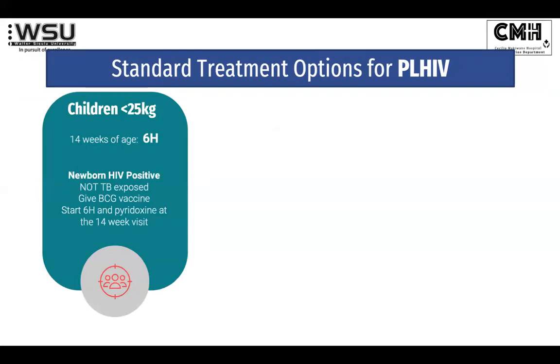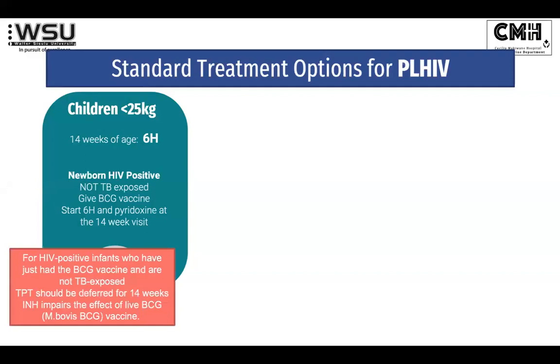So the challenge with INH is that it kills off the BCG vaccine. Remember, all our babies get BCG vaccine at birth. And so if you put them straight on INH, then you would actually destroy the BCG vaccine. So the idea is you wait till they're 14 weeks old.